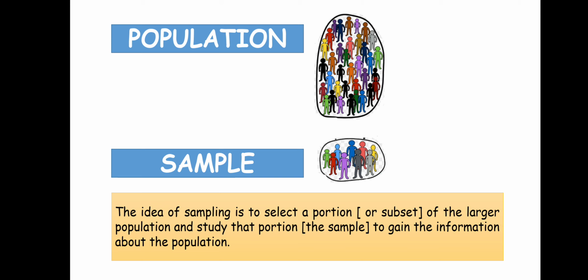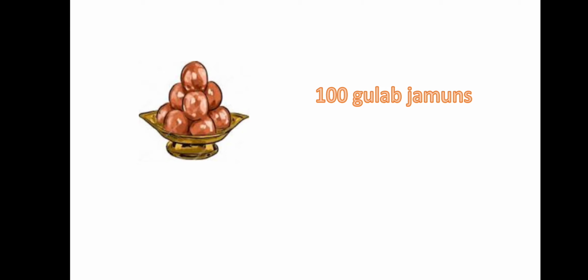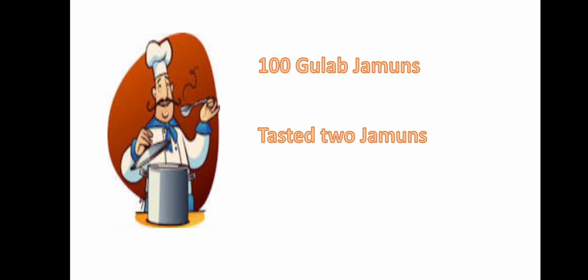Next, we'll have a simple example for better understanding of population and sample, and meanwhile we'll study a few more terminologies of biostatistics. Now as you can see, these are gulab jamuns. So we have got 100 gulab jamuns. Imagine a cook prepares 100 gulab jamuns, and after preparing them, he wants to taste them. So he tasted 2 jamuns. Now what is the population and what is the sample over here? Yes, the 100 gulab jamuns will become the population and the sample will be the 2 jamuns which are tasted by the cook.